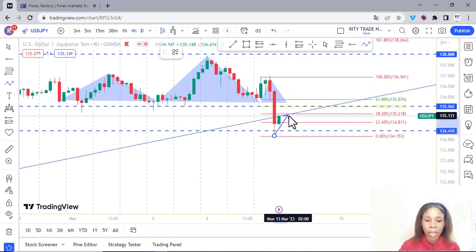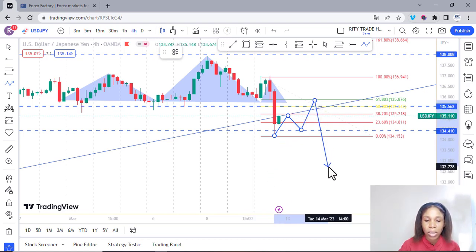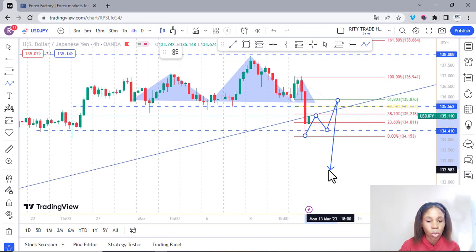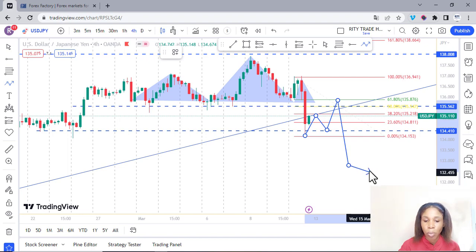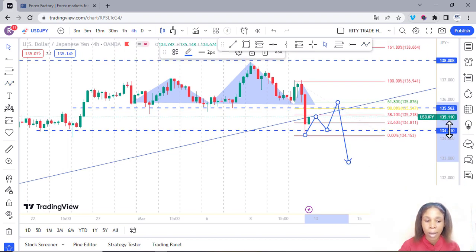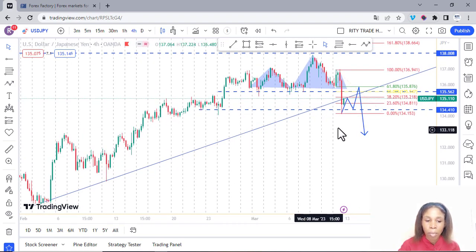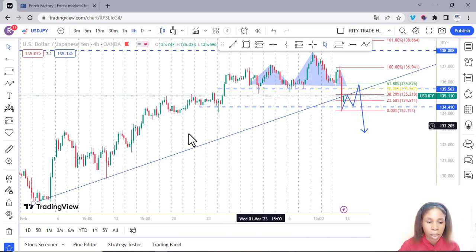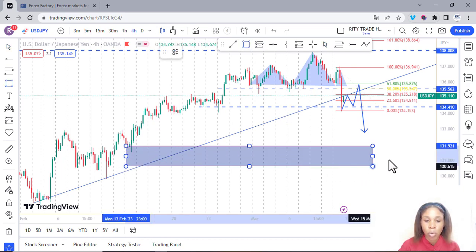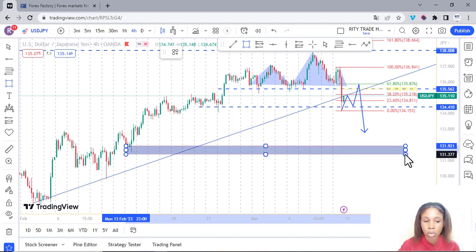So I'm expecting something like this, like a double bottom back to this level, and guess what, guys? I will now be shorting. I need to get the next support level where I'll be expecting to exit my trade. Let me have a closer view. This trade should be pushing down. If it wants to move down, I'm expecting this trade to push down to this level.